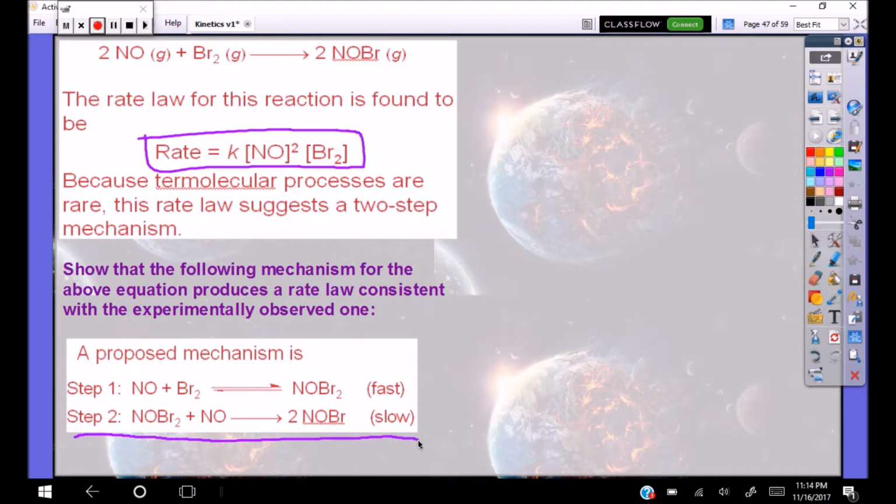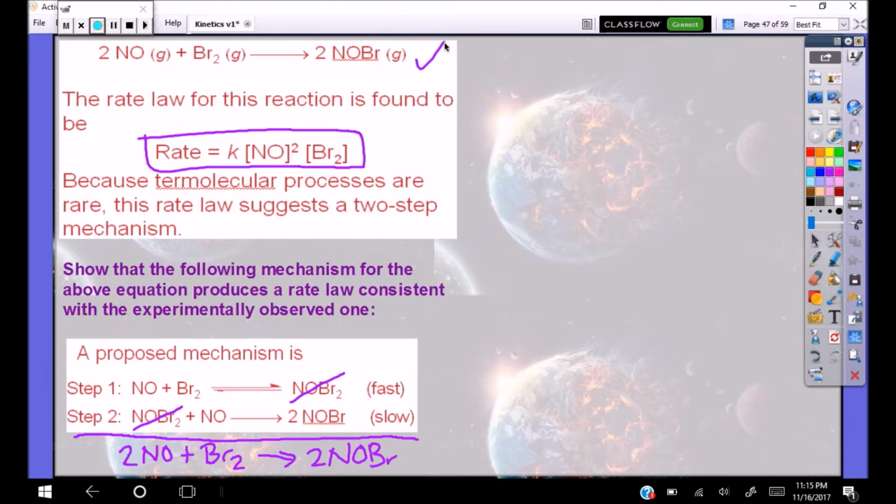And I'm going to number them. Actually, they're already numbered 1 and 2. When we add them together, we want to cancel out what we can cancel, and we want to combine the terms that we can. So NOBr is on the product side in the first step, and it's a reactant in the second step, so it gets used up. So it's not part of the final reaction. But we do have 2NO, we do have a Br2, and we end up producing 2NOBr, which matches our balanced equation.